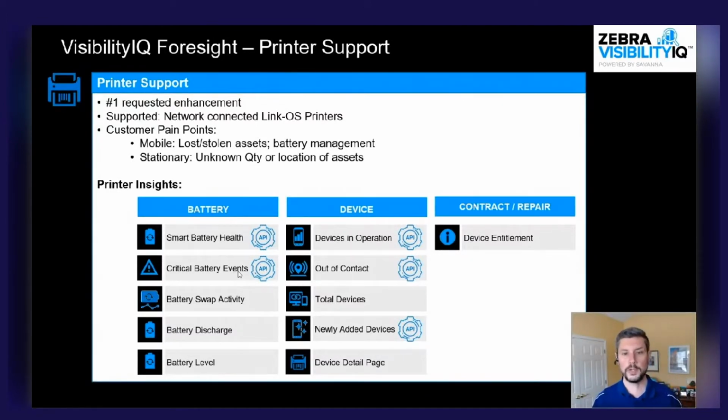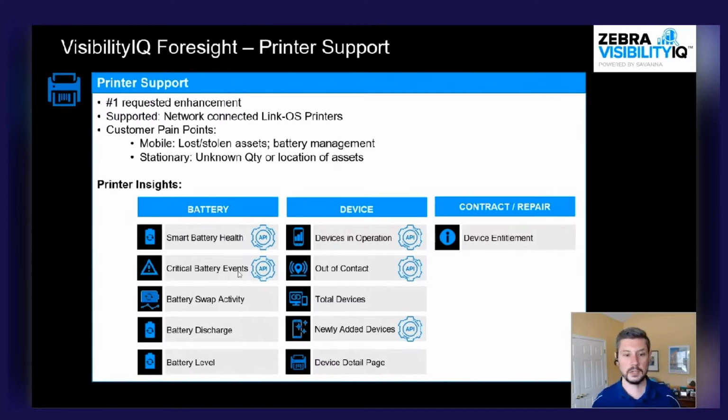So what are we doing? What are we offering on the print side here? So for mobile printers, we hear a lot of concerns around loss of those devices. This is a similar type of use case we hear on the mobile computer side. Anything mobile that's not tied down or attached, either it can get stolen by potentially employees, but sometimes customers, or just the fact that it's mobile, it can get set down somewhere and misplaced and hard to recover.